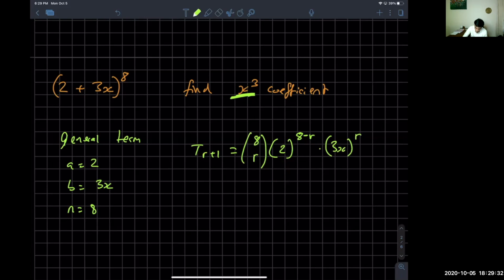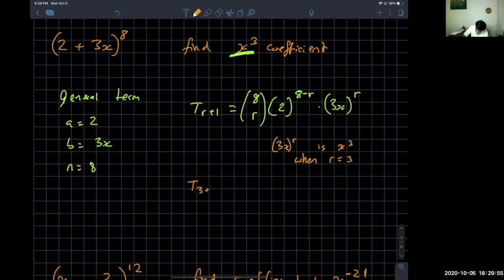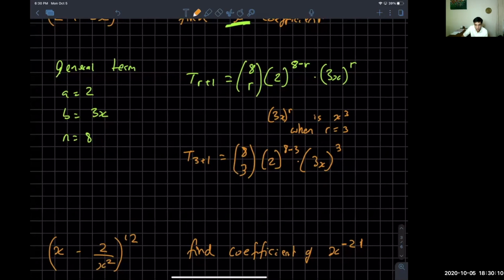So the only thing I'm really interested in is this one here, right? 3x to the power r is x cubed when r is equal to 3, right? So t of 3 plus 1 equals 8C3, 2 to the power 8 minus 3, and minus, times 3x to the power 3. Okay? And now if you just expand this out, then you'll get the coefficient of x cubed.